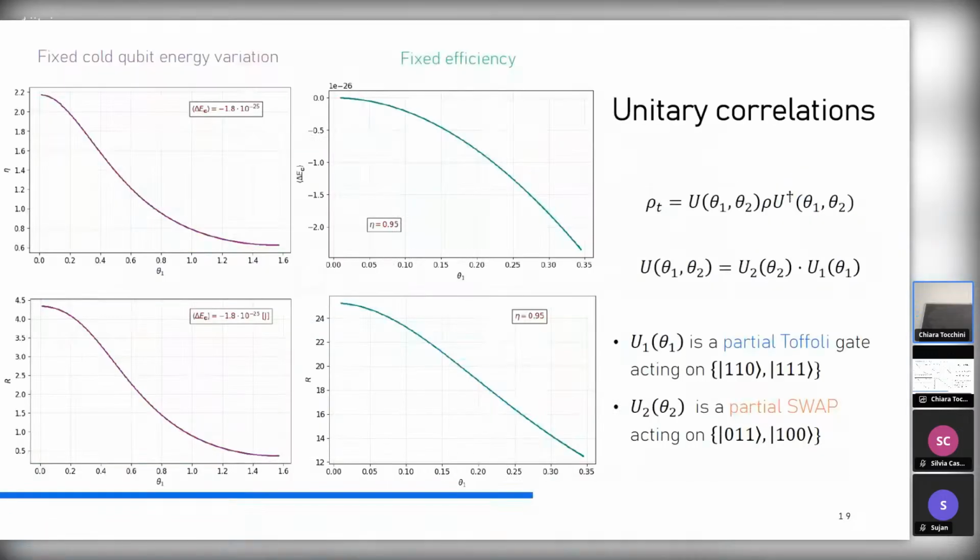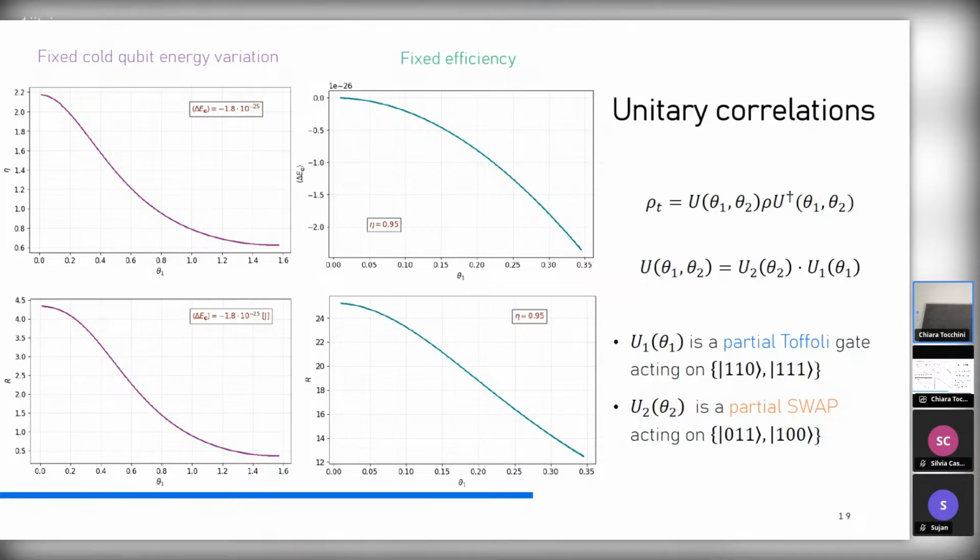So first, I tried to see how this correlation impacts the protocol using a general unitary evolution dependent on two parameters, and is made of a partial Toffoli gate that acts on these two states and a partial swap on these two states. And it's just a general unitary evolution that generates correlation in the system.